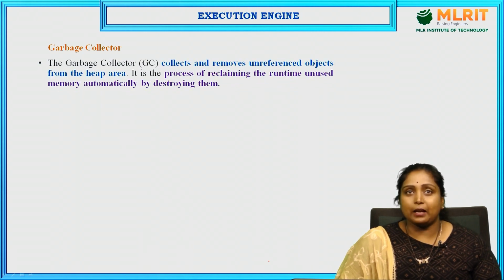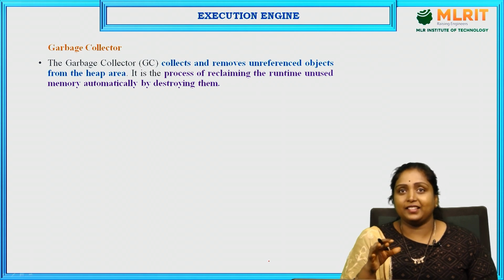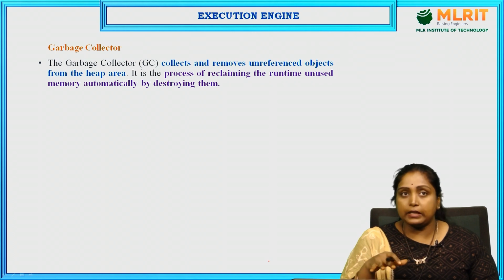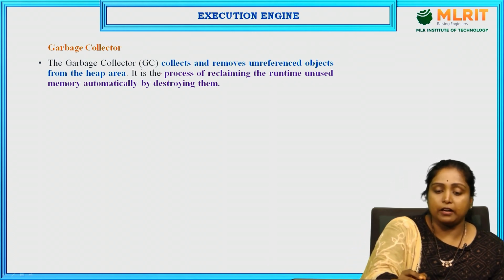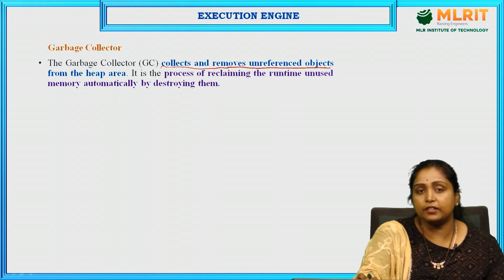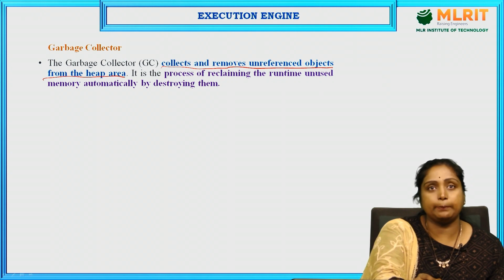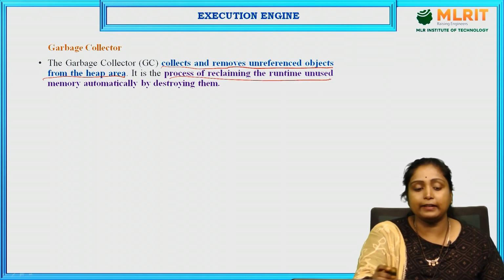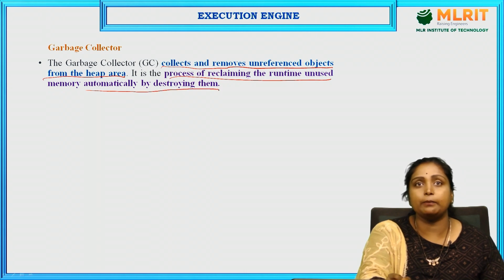So what is the garbage collector? The garbage collector deletes and removes the unnecessary or unreferenced objects from the heap area. So the garbage collector collects and removes unreferenced objects from the heap area. You can say it's a process of reclaiming unused runtime memory automatically by destroying them.